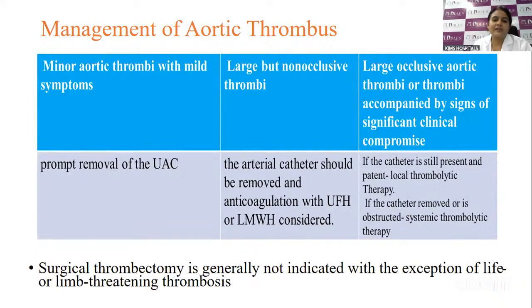Coming to management of aortic thrombus, if there is a minor aortic thrombus with milder symptoms, then we have to remove the catheter. If there is a large but non-occlusive thrombus, the catheter has to be removed along with anticoagulation therapy. If there is a large occlusive thrombus accompanied by significant organ compromise, then the catheter has to be kept in place and we have to see whether the catheter is patent or not.